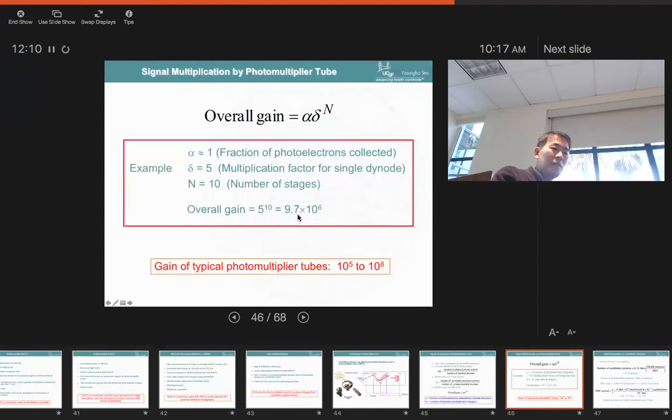This calculation pretty much corresponds to the measured typical photomultiplier tube's gain, which is roughly 10 to the 5th to 10 to the 8th, depending on how many dynode stages there are, how well we design these multiplication steps, and the voltage applied across the photocathode and the anode of the PMT.